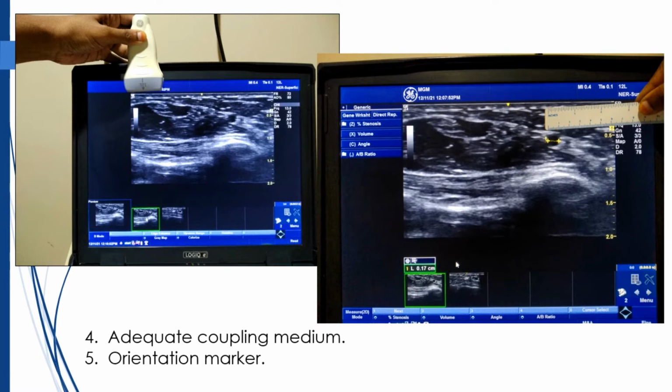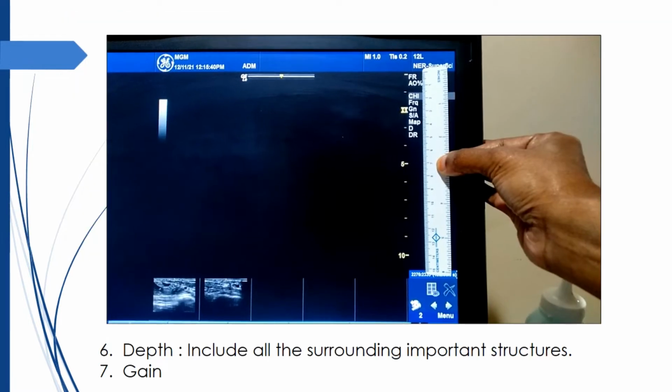Next step is to use adequate coupling medium so as to avoid air. And point number 5 is the orientation marker. I always choose to use the probe in such a way that the left of the probe corresponds to the left of the screen and use it accordingly on the patient.